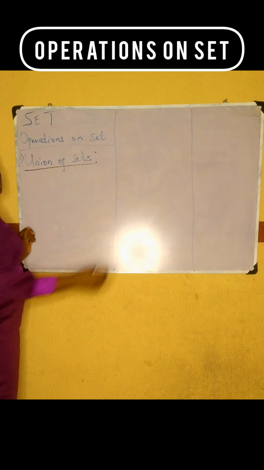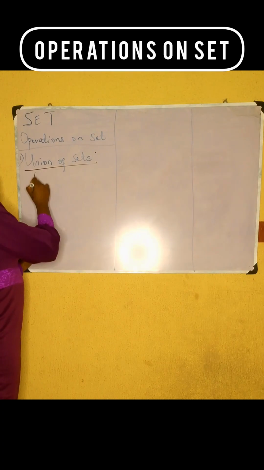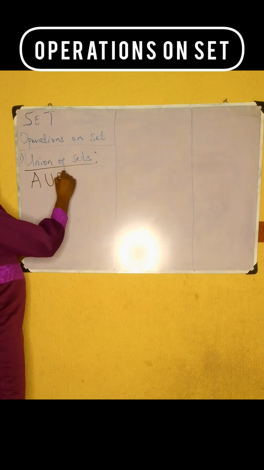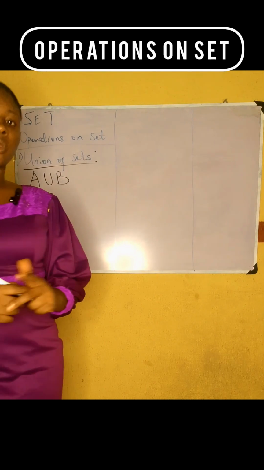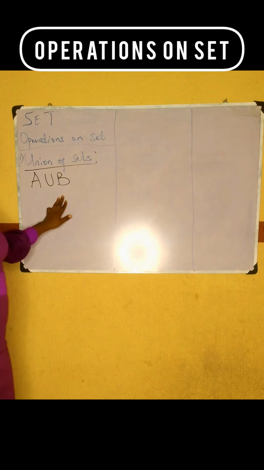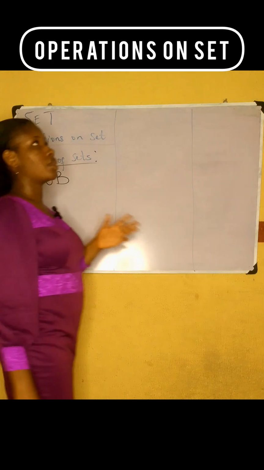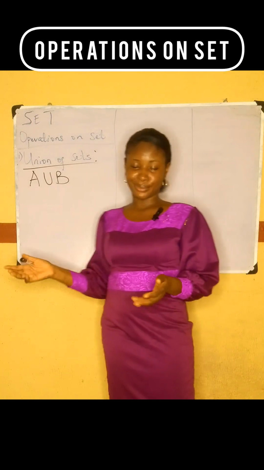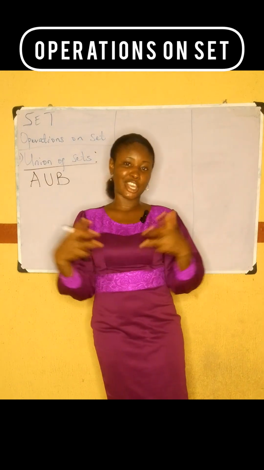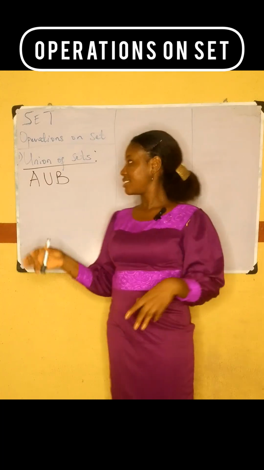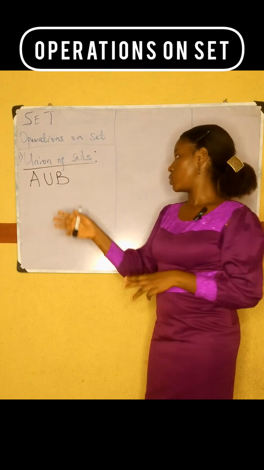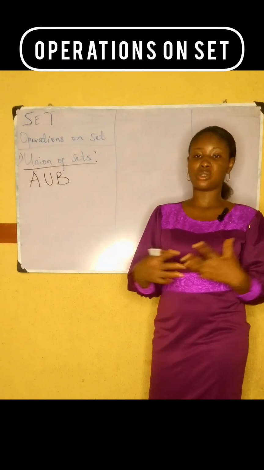The union of sets. When I talk about the union of 2 sets, let me say A and B, the union of 2 sets A and B is written like this. When you see A union B, we are talking about the union of A and B. Now, the best way I love to explain union, I prefer to use the term marriage. You know, marriage is a union. Yes. Coming together of 2 things, a combination, joining. That's what union is. Bringing 2 or more things together.